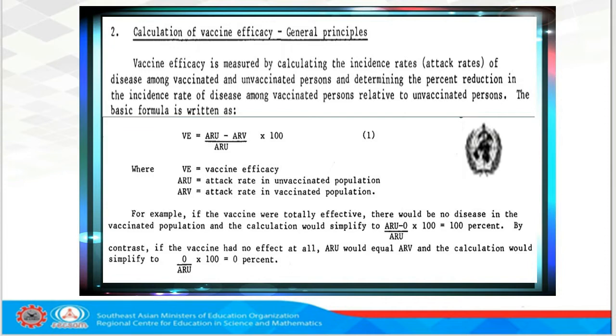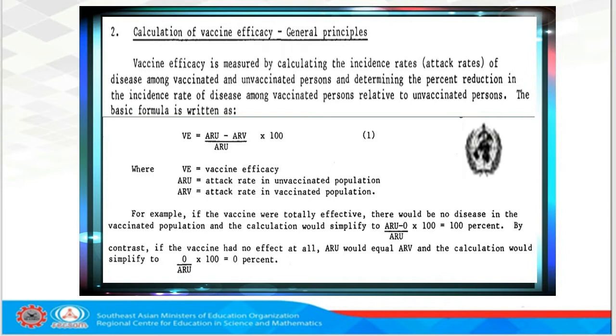1. The attack rate in the unvaccinated, ARU, equals B div B plus C. B is the number of unvaccinated cases during the outbreak and C is the number of unvaccinated who did not develop measles during the outbreak. 2. The attack rate in the vaccinated, ARV, equals A div A plus D. A is the number of vaccinated cases during the outbreak and D is the number of vaccinated who did not develop measles during the outbreak.